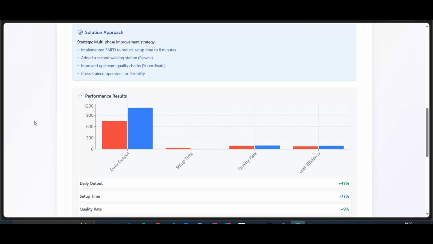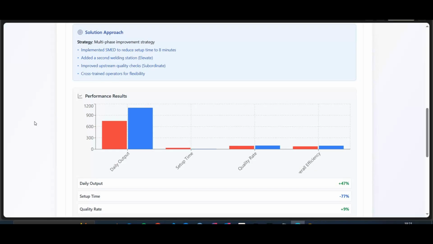And the results were significant. Daily output jumped from around 750 to 1100 units. Setup times dropped by more than 70%. The quality rate went up from 88 to 96%, and overall efficiency increased notably. The return on investment was strong, over 3 times the cost within the first year.